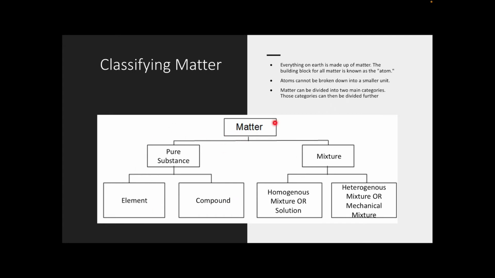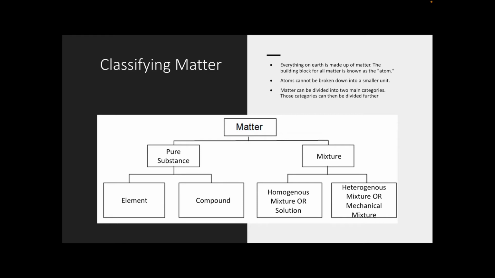On the other side, we have a mixture. And under mixture, it can be homogeneous, or a solution, or heterogeneous, or a mechanical mixture. So a solution is something that can't easily be separated. It is kind of all of the same thing. But a mechanical mixture would be something that can be separated and you can clearly see the parts in it.